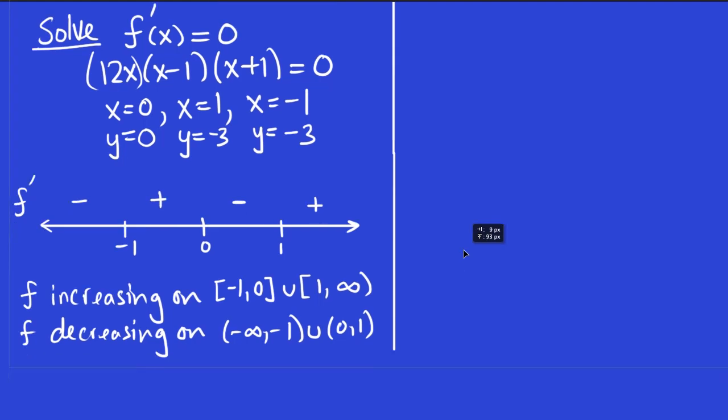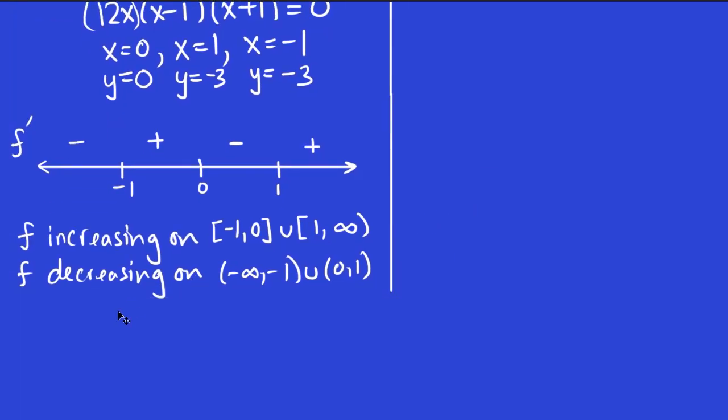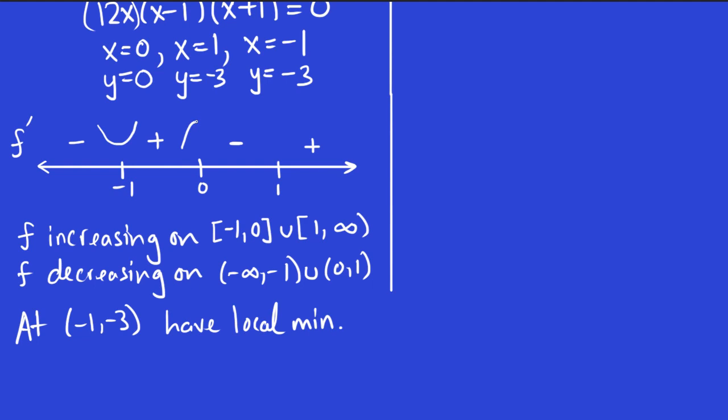Also, we can talk about local max and min. Notice, for example, at minus 1 here, we go from decreasing to increasing, right? So that means at negative 1, comma negative 3, we're going to have a relative minimum or a local minimum. What about at 0 here? Well, we're going from increasing to decreasing. So that means right there, at 0, 0, we have a local max.